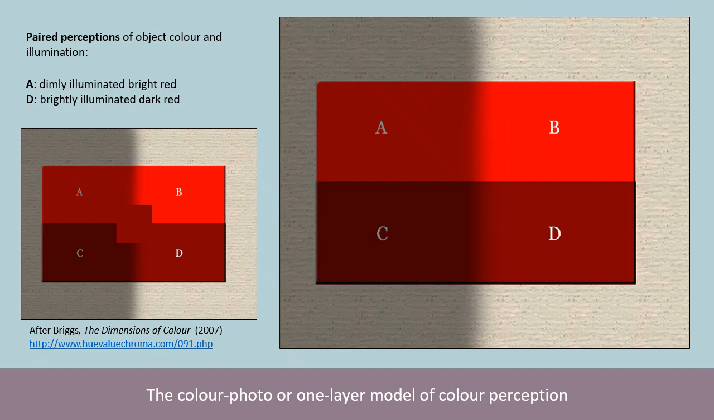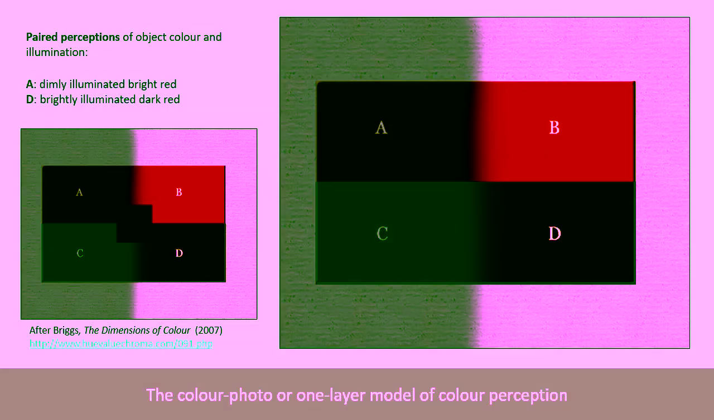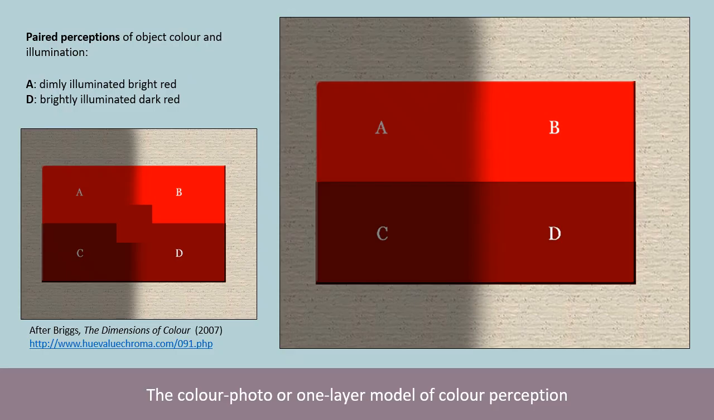Our paired perceptions of object colour and illumination arise so rapidly and automatically that once formed, it can be difficult for us to directly compare the light reaching our eyes from the corresponding areas. Notice in this illustration that we immediately perceive area A as a dimly illuminated bright red and area D as a brightly illuminated dark red.